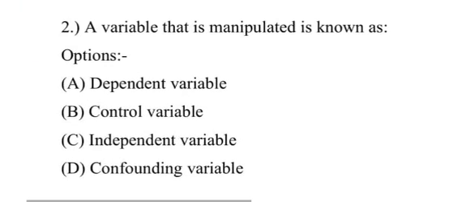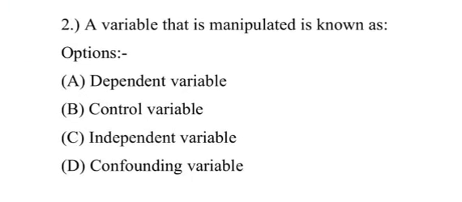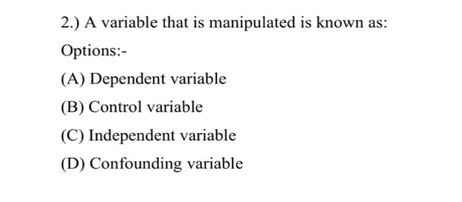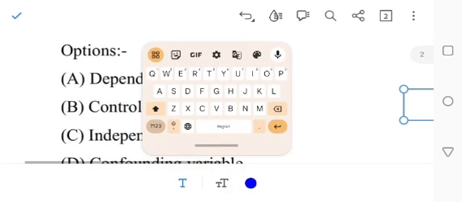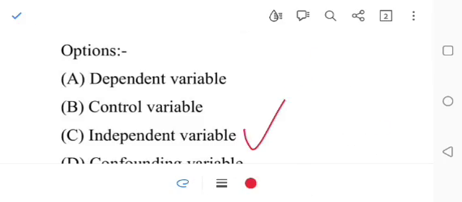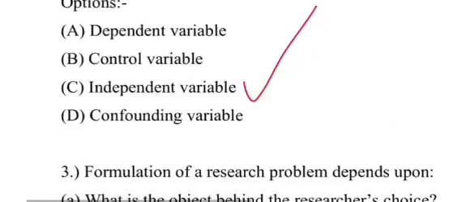Similarly, a variable that is manipulated is known as what? Dependent variable, control, independent, confounding. So the correct answer will be independent variable, number C. Then 3.